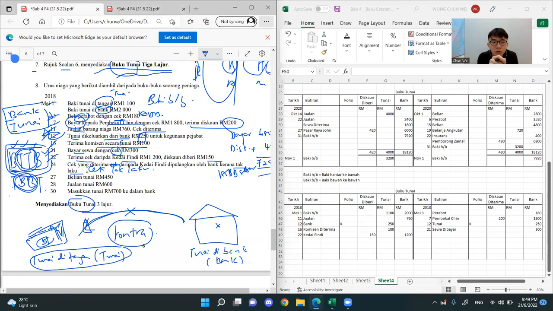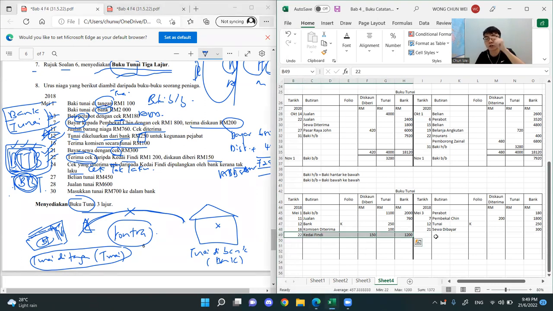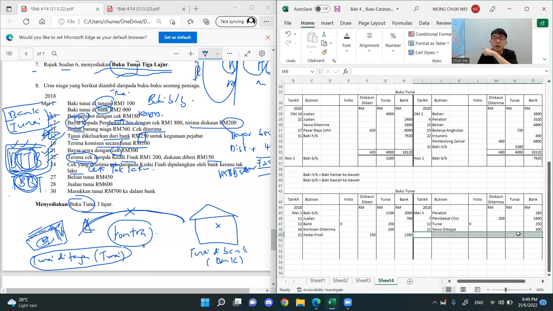Okay, check itu di reject. So when it rejects, maksudnya the money cannot go in. So when that happens, maksudnya saya tak menerima wang daripada Findi lah. Alright, so when I tak menerima wang daripada Findi, walaupun tadi I already record I terima check, but now check tak laku, so I need to take out. So tadi saya debit dah, so sekarang because of check tak laku, I have to credit out the check. So here in 24th, I need to credit and write kedai Findi.